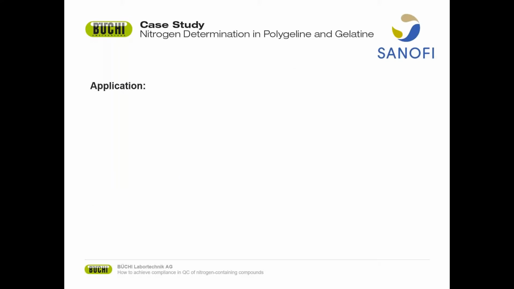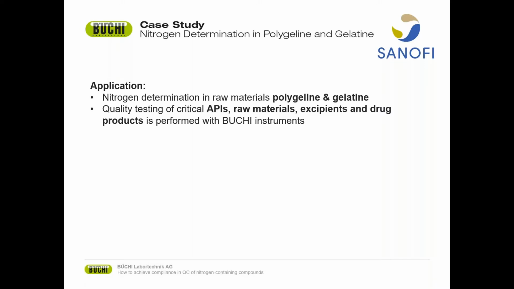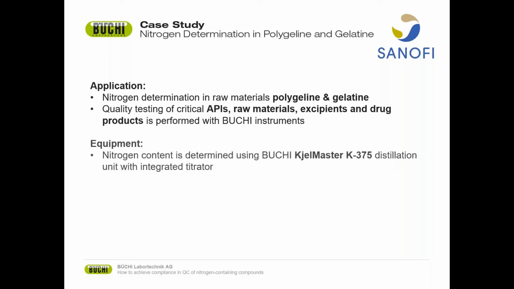Okay, so let's first talk about the application. What Sanofi is doing, they're using this equipment to determine the nitrogen content in raw materials such as polyglycine and gelatin. Polyglycine can be used as a stabilizer in vaccines, for instance, and they do quality testing of critical APIs, raw materials, excipients, and also drug products. As you see, it's a wide field of application. The equipment that they use is the Büchi Kjelmaster K375 distillation unit with an integrated titrator. This is the device that I showed you before.